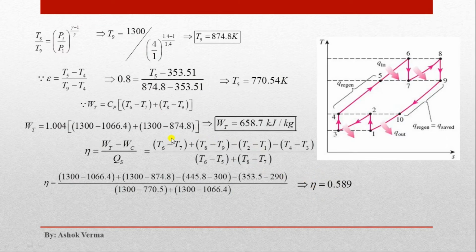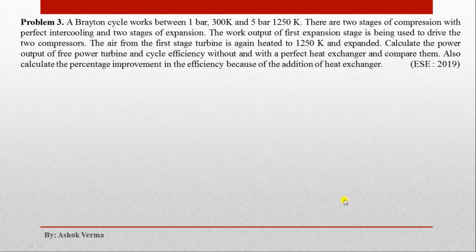We have calculated all the temperatures. So after putting all the temperatures, you will get this value, that is, efficiency is equal to 58.9%. So the efficiency of the cycle will be 58.9%, and the net work output from the turbine will be 58.7 kilojoule per kg. Now we will see the next problem.